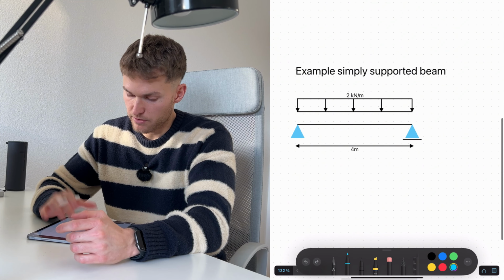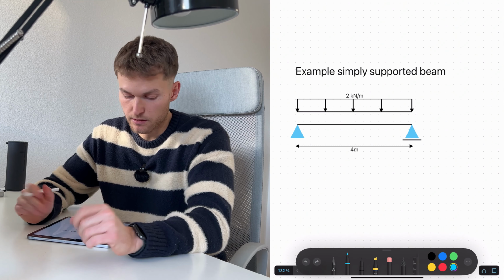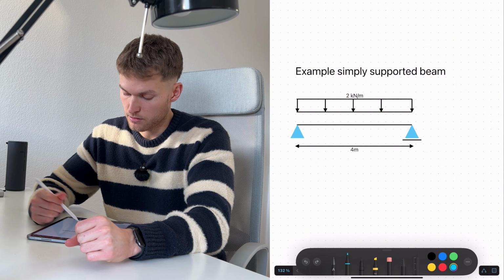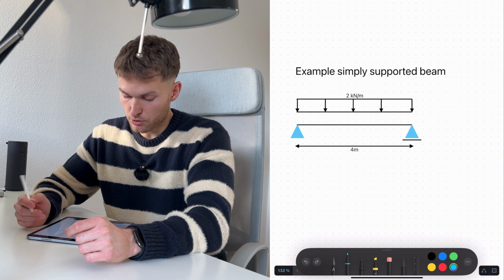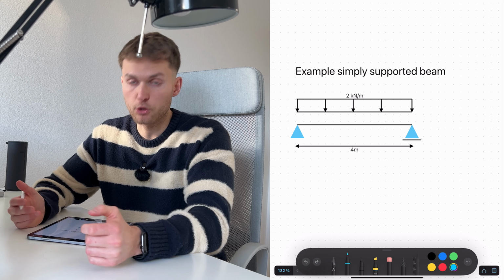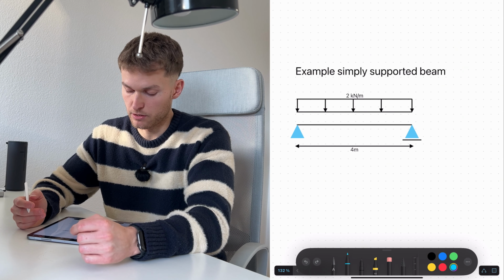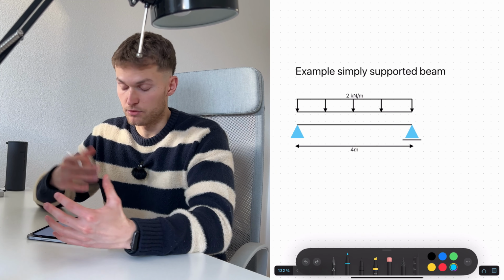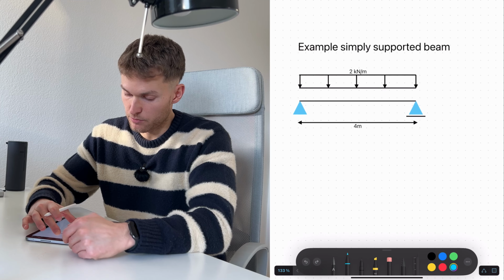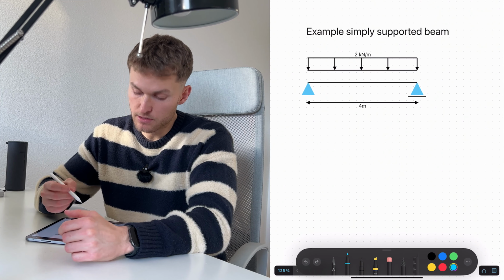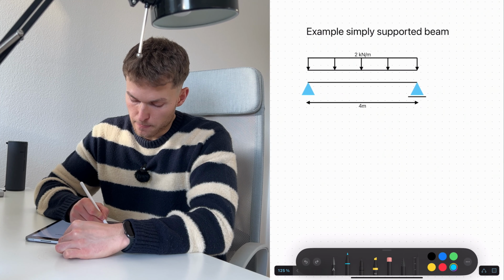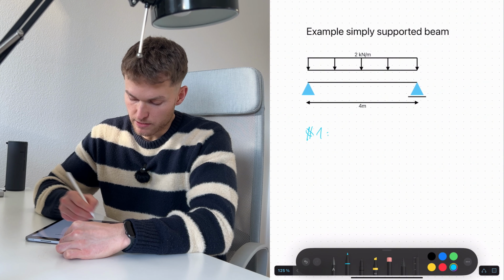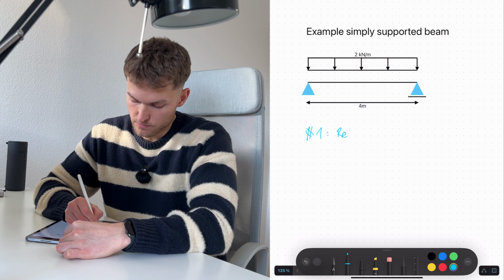So we have a very simple structure here, like a simply supported beam supported by a roller and a pin support and exposed to a line load of 2 kilonewton per meter, and the span is 4 meters. How do we use these equilibrium equations now? So the first step, step 1, is to calculate the reaction forces.